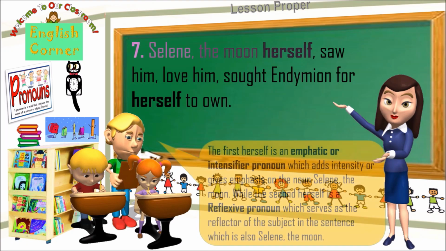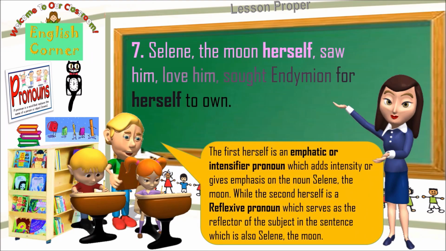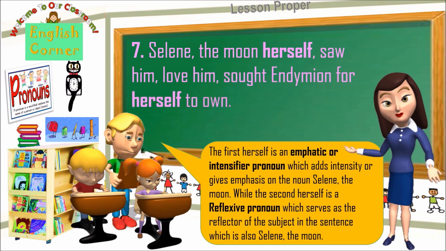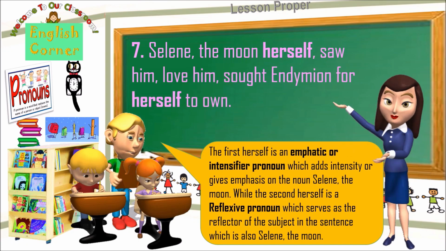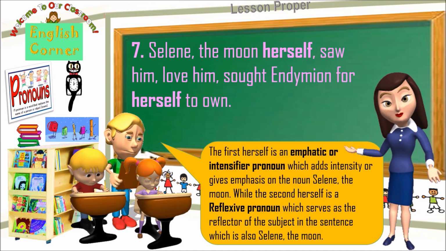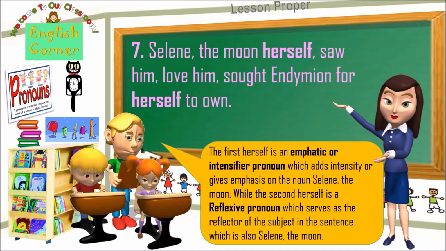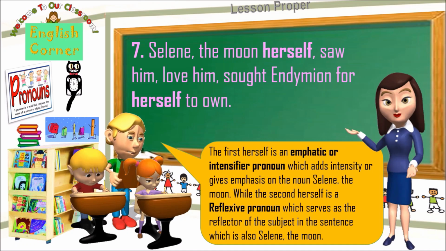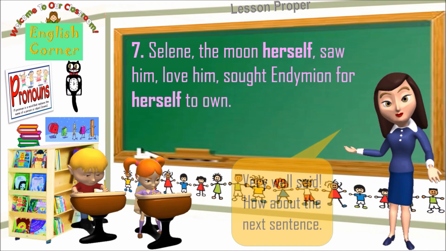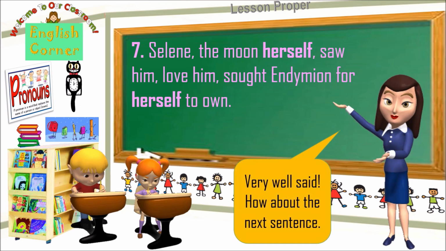The first herself is an emphatic or intensifier pronoun which adds intensity or gives emphasis on the noun Celine the Moon, while the second herself is a reflexive pronoun which serves as the reflector of the subject in the sentence, which is also Celine the Moon. Very well said. How about the next sentence?